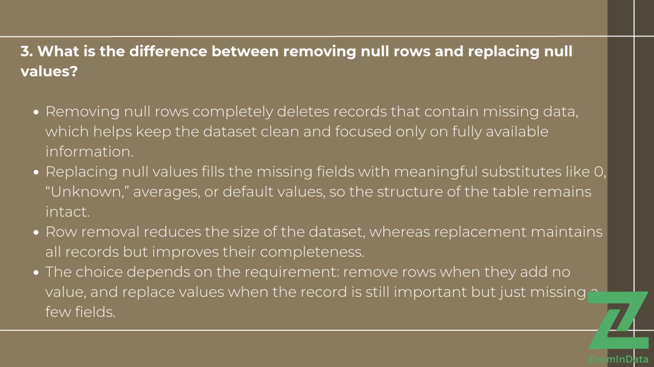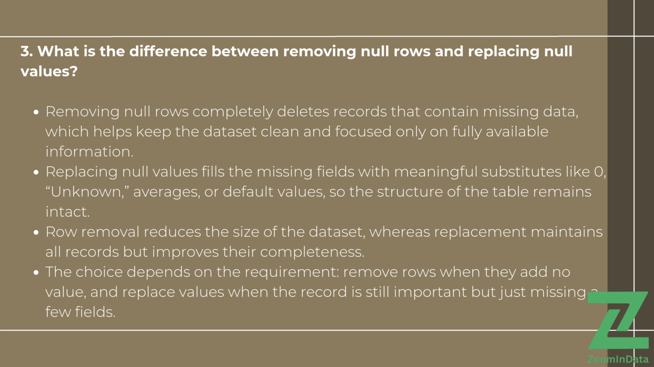Third question: what is the difference between removing null rows and replacing null values? Removing null rows completely deletes records that contain missing data, which helps keep the dataset clean and focused only on fully available information. Replacing null values fills the missing fields with meaningful substitutes like zero, unknown, averages, or default values, so the structure of the table remains intact.